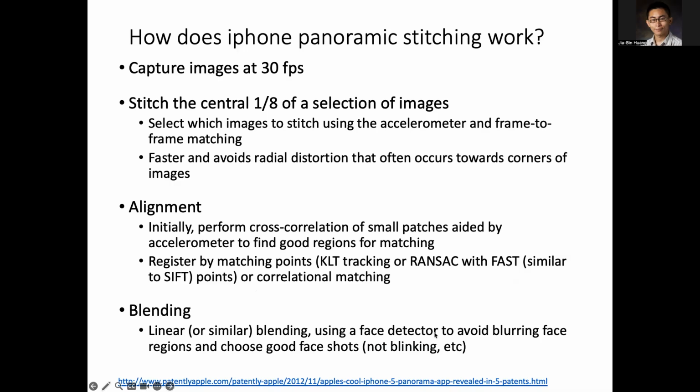And there are some details here. For example, when you capture this, they also run a face detection algorithm behind the scenes, so that they avoid blending of faces. You want to make sure faces are not blurred, and make sure they select the good image face shot. So it's a very complicated system to build, but you can see that these are not random magical things. These are all components that we have covered.